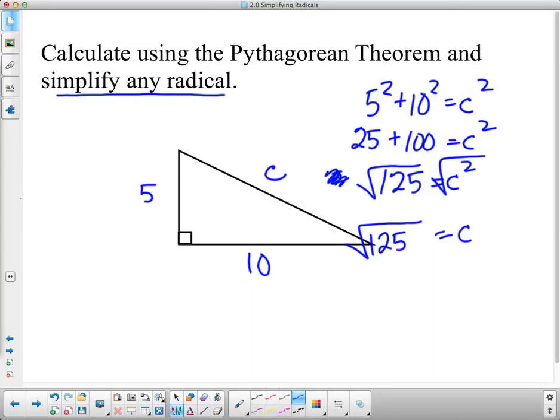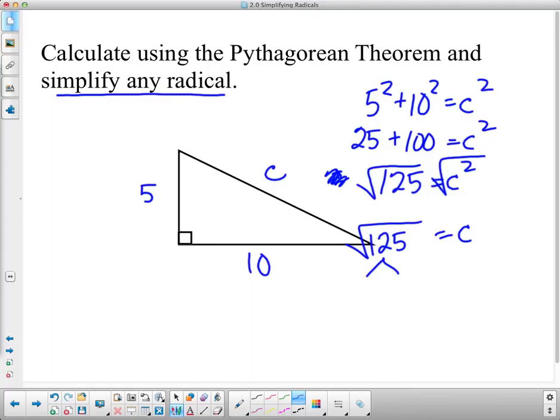15? 15 times 15, I think that's 225. 11 times 11 is 121. Reduce, not estimate. I would agree it's 11 point something, but I don't want a decimal. I want the exact reduced answer.